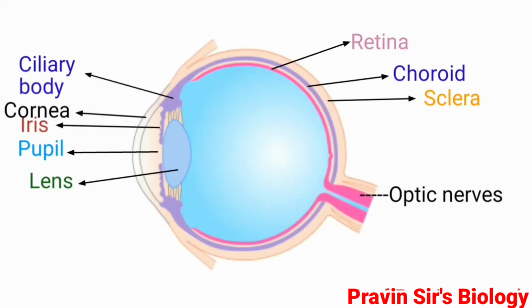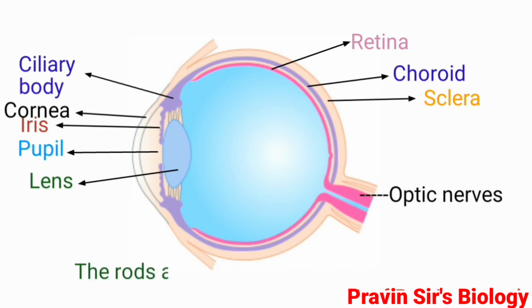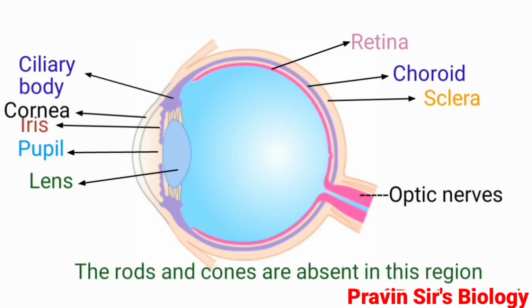The optic nerve leaves the eye at a point slightly away from the median posterior pole of the eyeball. The rods and cones are absent in this region, and hence it is known as the blind spot.